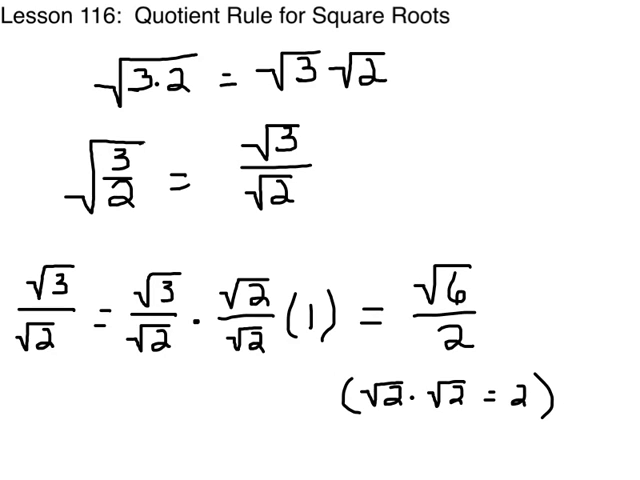This is Lesson 116 in Saxon's Algebra 1, the third edition. This is going to be a really short, easy lesson, I believe. It's called the quotient rule for square roots.